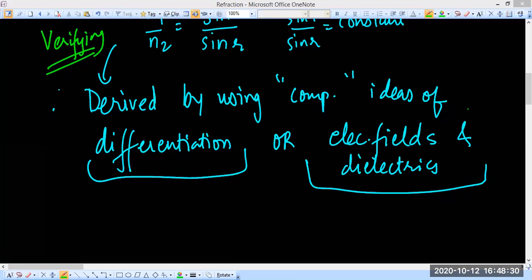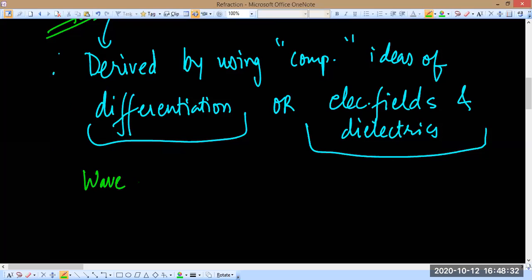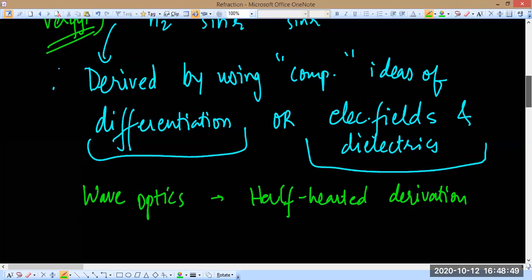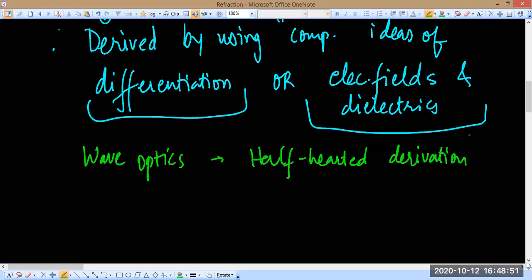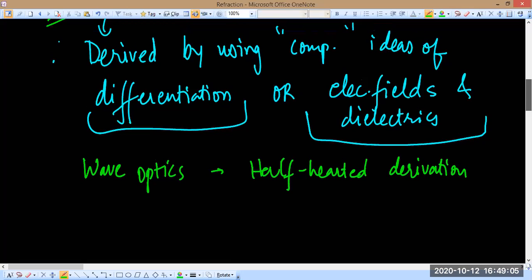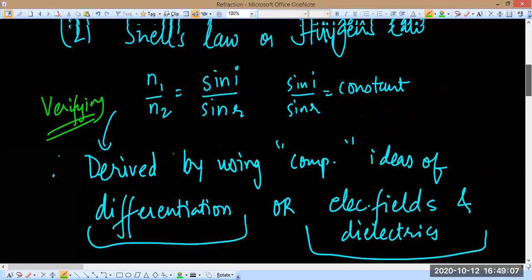Yes, in the chapter wave optics, which is chapter number 10, you have been given a half-hearted derivation. It can perhaps be called a derivation. Okay, you have been given a half-hearted derivation based on some theories of Huygens, right? But a proper derivation is not possible without these two. Okay, never mind, let's not talk about that. There's no need to discuss much what you don't have to study this year. Anyway, so this is Snell's law.